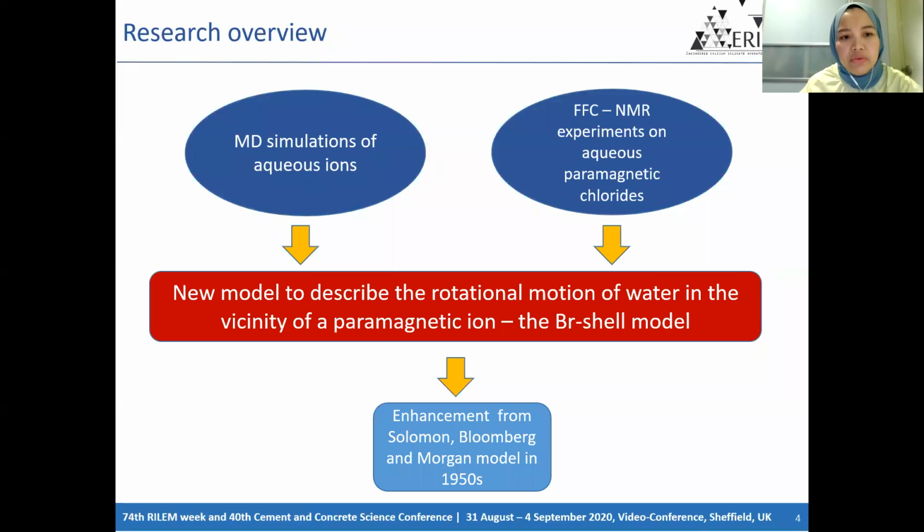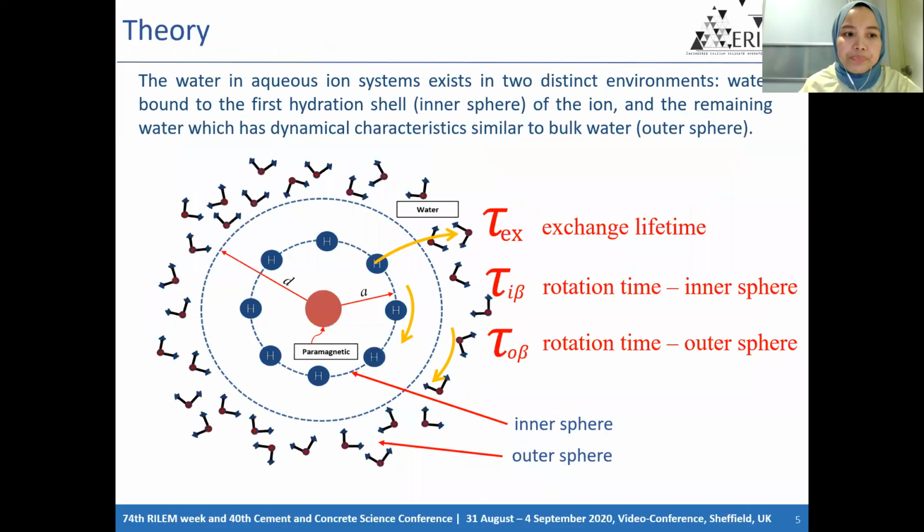Moving to the research overview, the relaxation rate response is dominated by the interaction of water with paramagnetic impurities. This provides a new model called the Brownian shell model to describe the rotational motion of water in the vicinity of a paramagnetic ion. This is an enhancement from the existing model known as Solomon, Bloembergen, and Morgan from the 1950s.